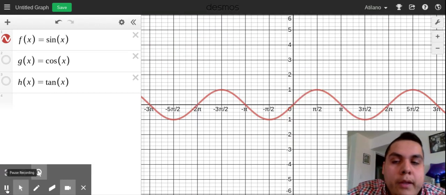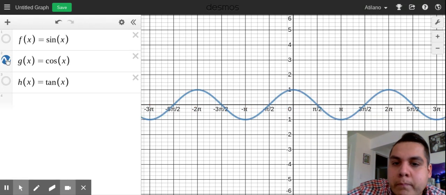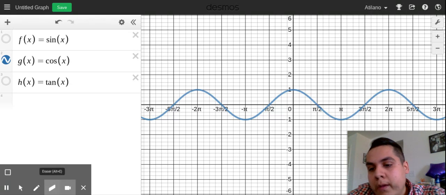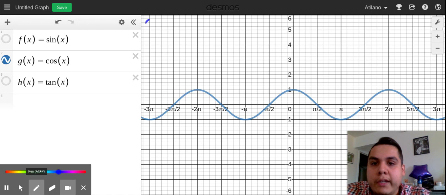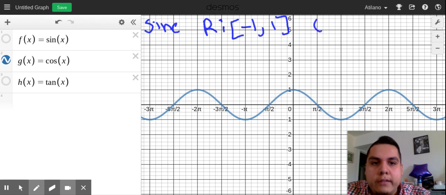Now we're going to take a look at, instead of sine, cosine. So cosine has that same kind of oscillating behavior as sine. I guess that's why they called it cosine, because it's so similar to sine. So now we're going to go ahead and describe some behaviors that we know about cosine. So we know cosine has a range of -1 to 1 as well, and it has a y-intercept at 0, 1.